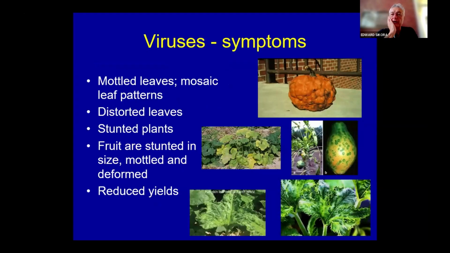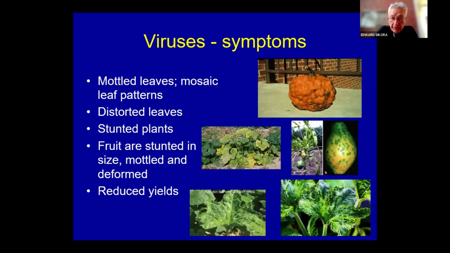So the symptoms vary. You get mottled leaves or mosaic leaf patterns, and that's where you have dark green tissue intermingled with light green and yellow, like you see maybe in the bottom right or the bottom two slides. So that's a mosaic or a mottling pattern. You can get distorted leaves. Oftentimes, this is in the newest growth. This is where the virus is hanging out more or less, in the newest growth. That's where the symptoms will be most dramatic. The older leaves might look fine. Newest leaves will be distorted.